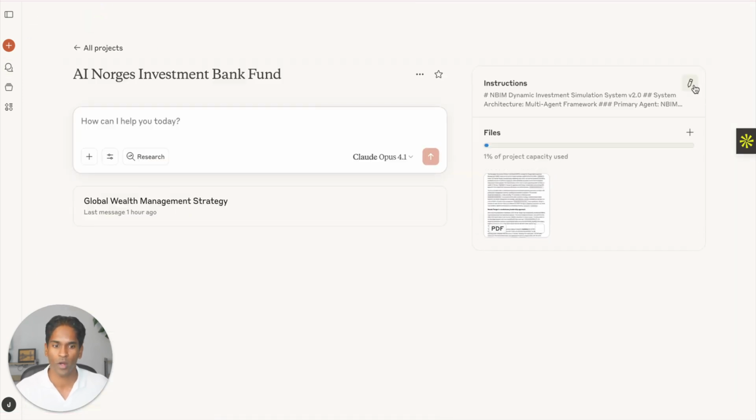Okay, so that's where the juice really is, where the meat really is, right? I've given it a PDF of the fund's origination, the philosophy, Nicolai Tangen's leadership style. All of that is really important for an agent to develop a way of thinking about how to respond to your requests, right?